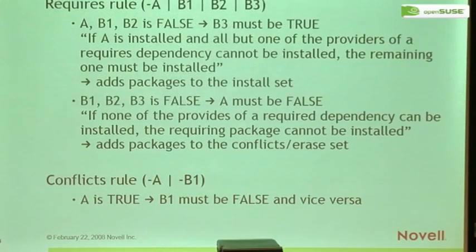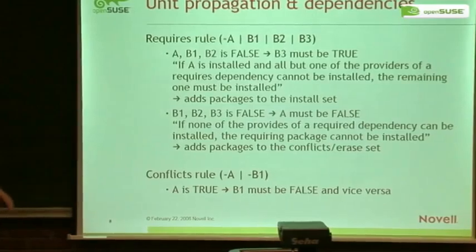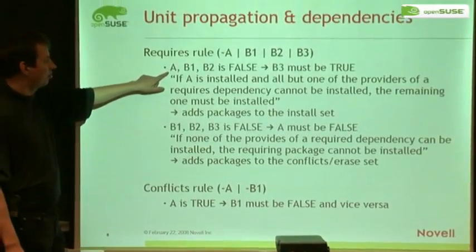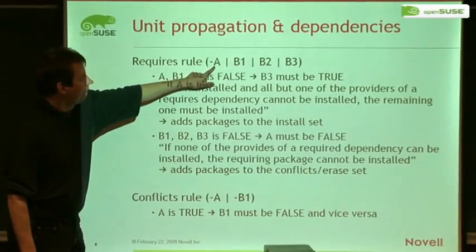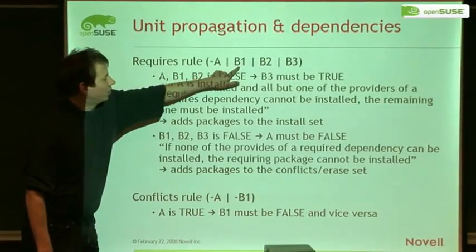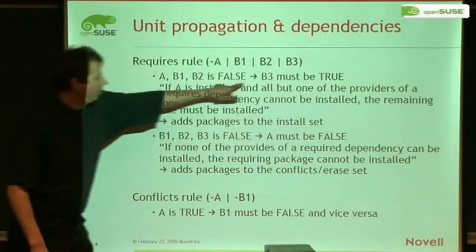I want to show you what unit propagation is if you think about RPM dependencies. So a requires rule, say this rule is unit. That means all must be true except one. Now if, say, P3 is the one that is not assigned yet and all others are false, that means A is true, B1 is false, and P2 is false. And unit propagation says P3 must be true.